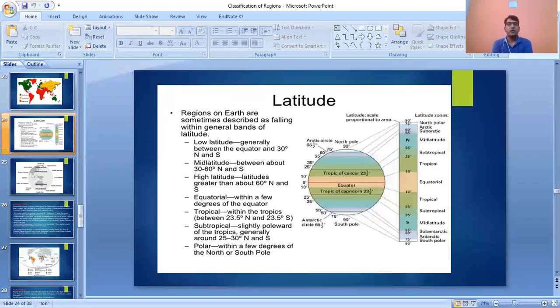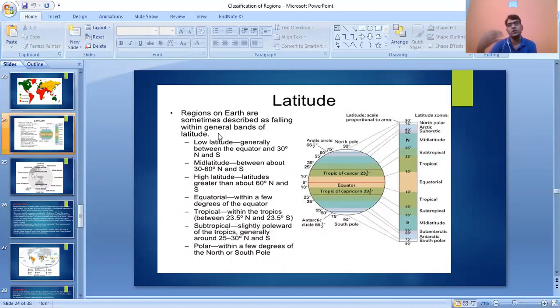Latitudes are mainly used for determining the location of any place, but these latitudes are a coordinate system, coordinate lines, which make regions different from the rest. There are different regions which are classified or divided between these latitudes. The regions on the earth are sometimes described as falling within general bands of latitude.